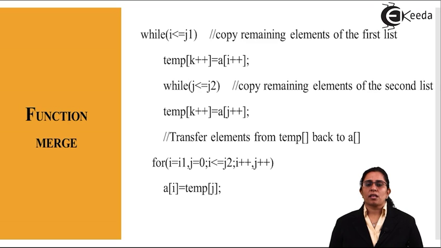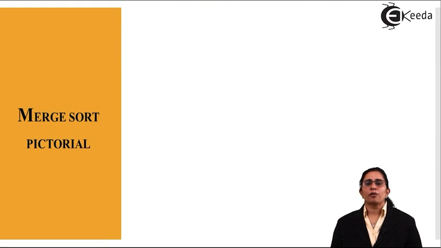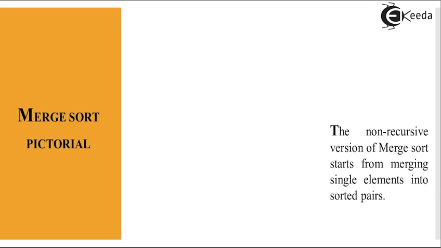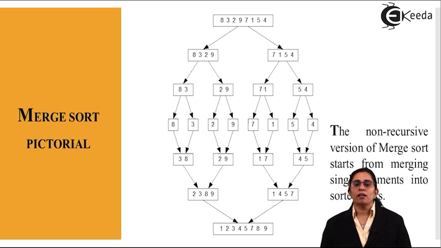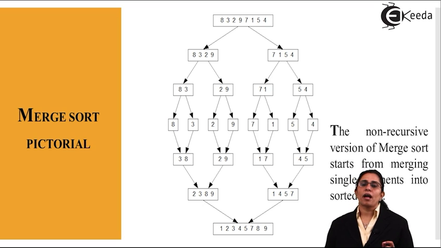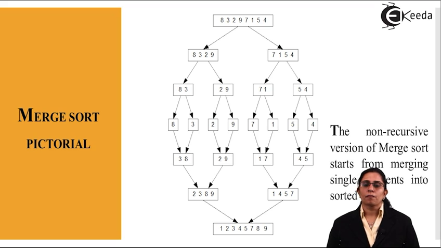Then we will see the pictorial representation of merge sort. The non-recursive version of merge sort starts from merging single elements into sorted parts. You will see this: all single elements are merged together and then they are split.